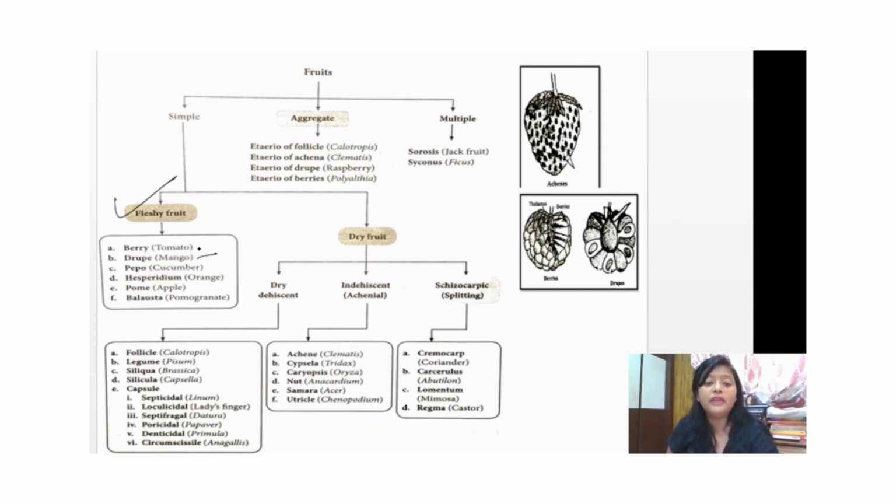Okay, then what is berry? In berry, the outer part of the pericarp is the epicarp, a thick layer, and then the mesocarp and endocarp, you cannot differentiate between the mesocarp and endocarp. You cannot say which one is meso and which one is endo. Both parts are edible, you can eat it, it's fleshy. And the seeds inside the berry are all naked seeds, okay, there is no covering on them. So an example of berry is tomato.